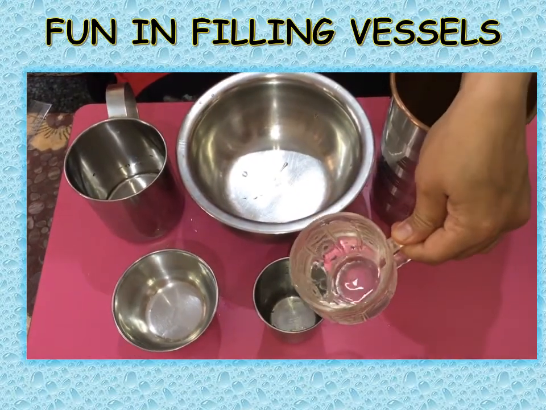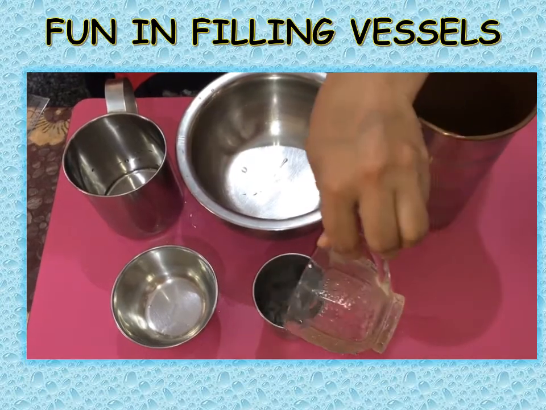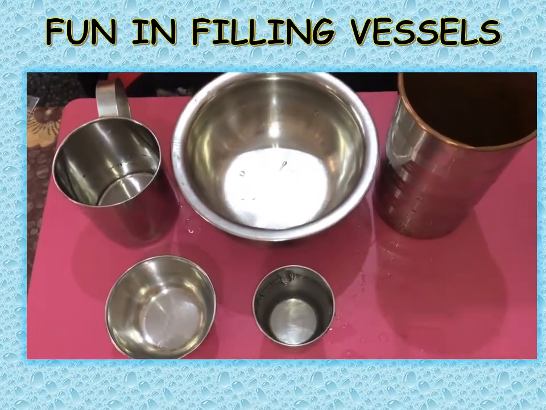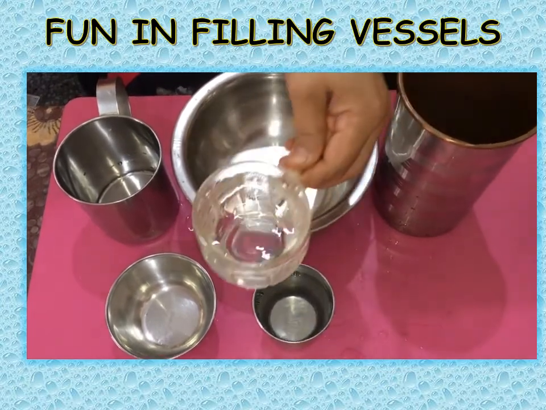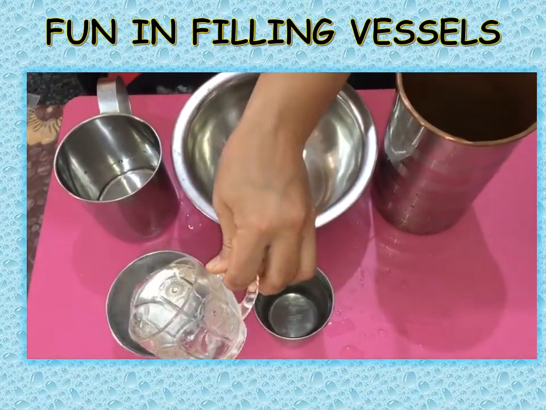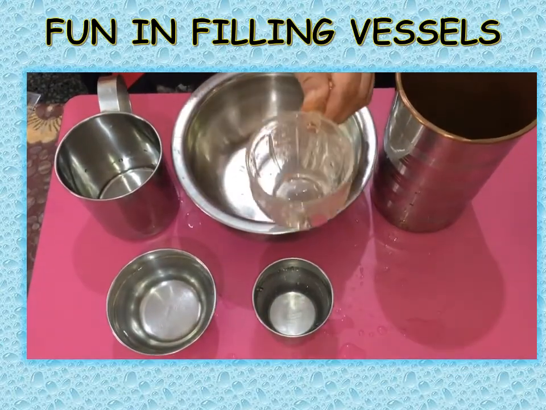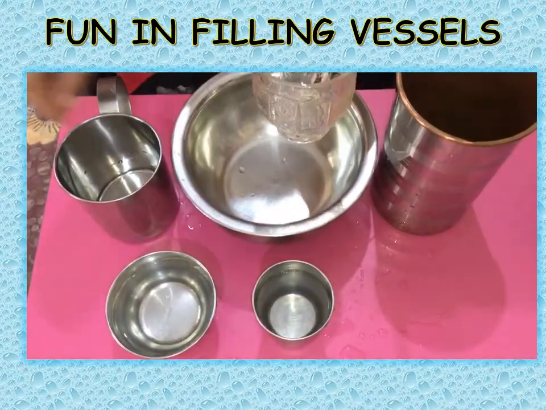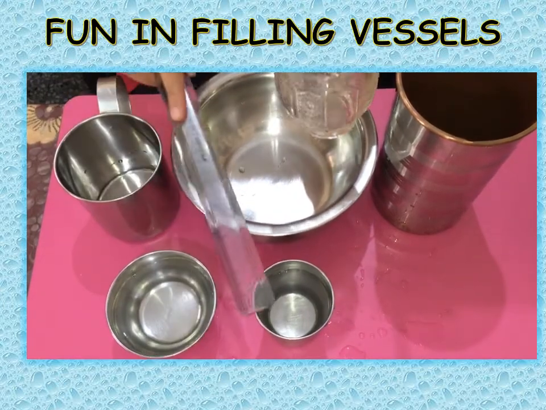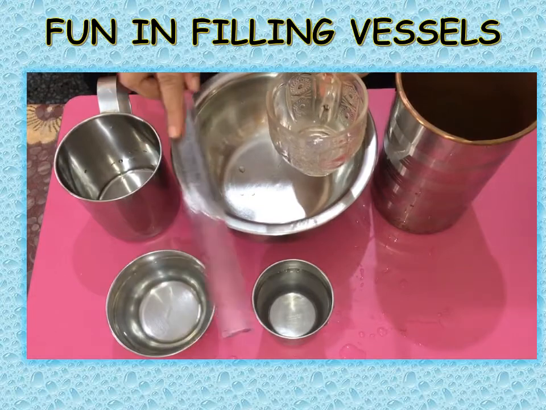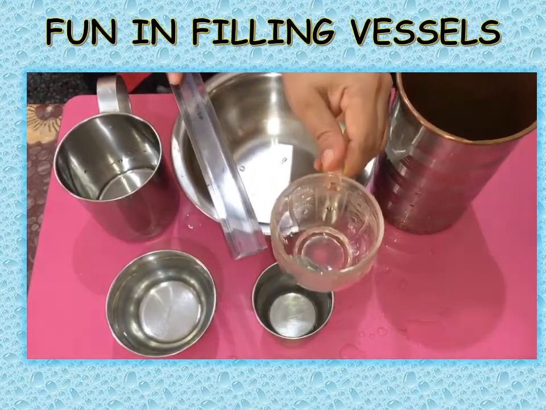I am pouring water into the glass. So this is filled in one cup. Now I am pouring water into the bowl. This bowl is also filled with one cup. So the capacity of the bowl and the small glass is the same as they both are filled with one cup.